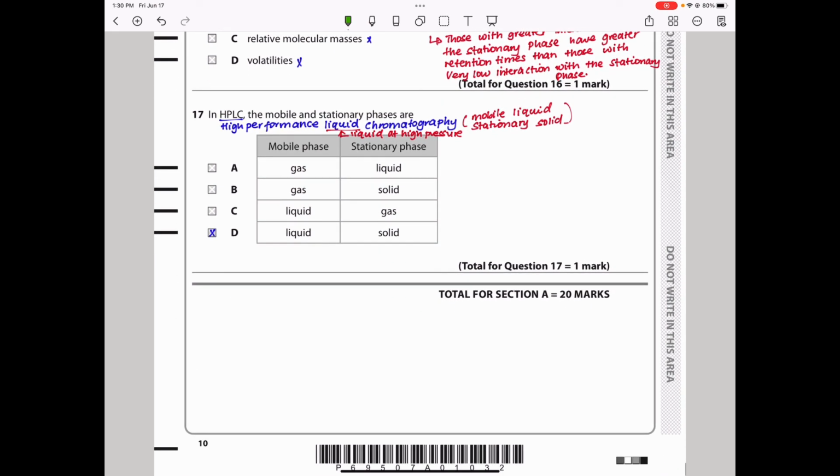Question 17, they say in HPLC, the mobile and stationary phases are. Of course, HPLC is high performance liquid chromatography. You're going to have a mobile liquid that is pushed at high pressure, and then a stationary phase that is going to be a solid. So the answer here should be D. The mobile phase is the liquid and the stationary phase is a solid. This brings us to the end of Section A of this paper. This is Unit 4, January 2022.